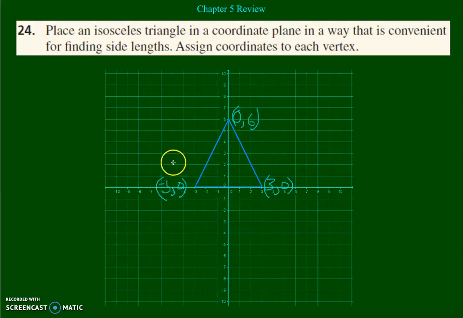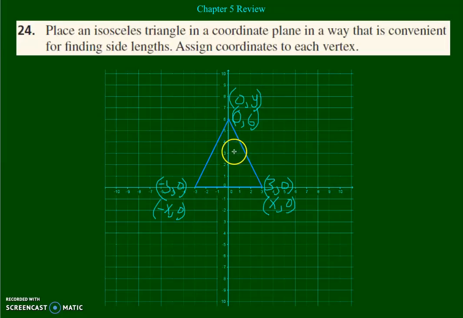Now if I wanted to assign generic coordinates to these points so that it didn't matter where I placed it, this would obviously be the x coordinate, 0. This would be the negative x coordinate and 0. And this would be 0 and a y coordinate.